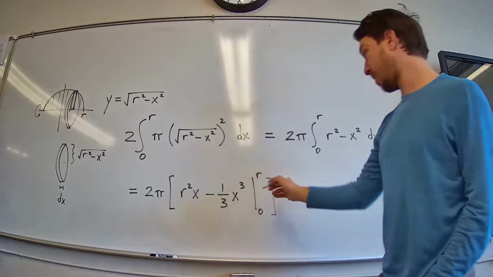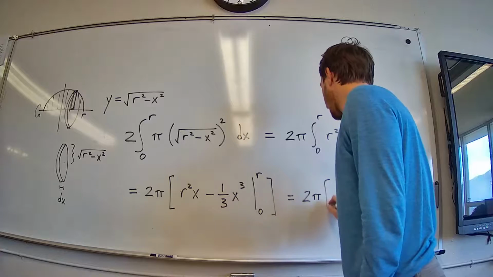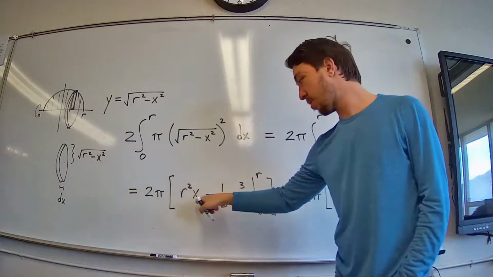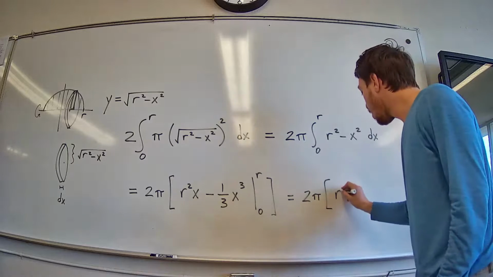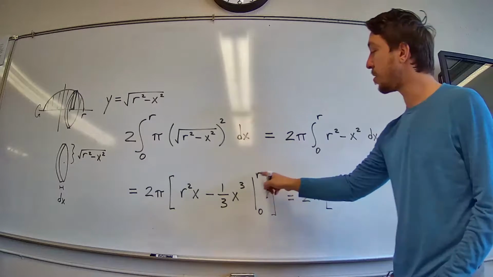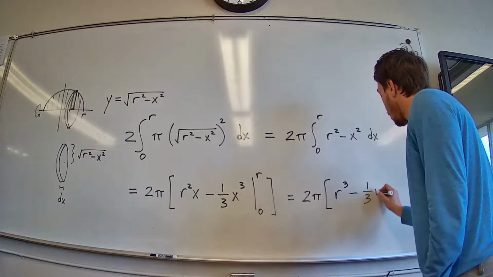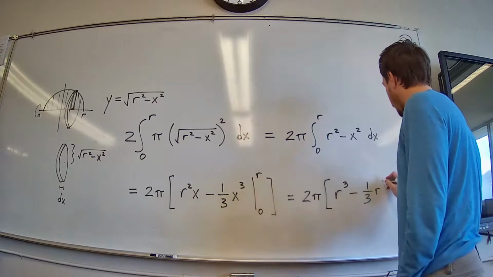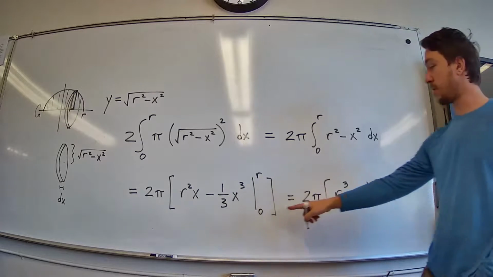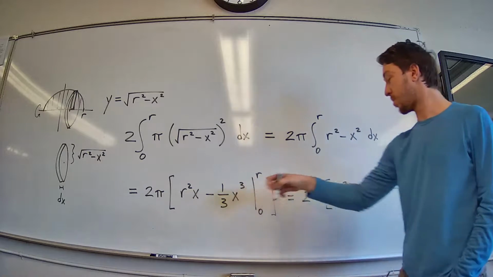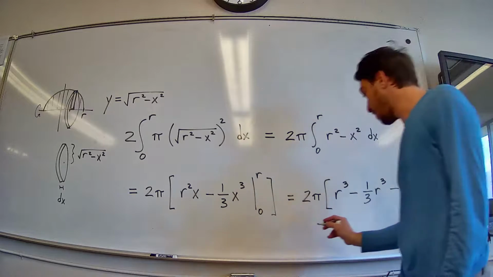Okay, so let's plug in, being really careful. Plug in the r to both of those. R squared times r is r cubed. Put r in there, you get 1/3 r cubed. And then minus, we gotta plug 0 in. 0 just gets us 0. This is zip.